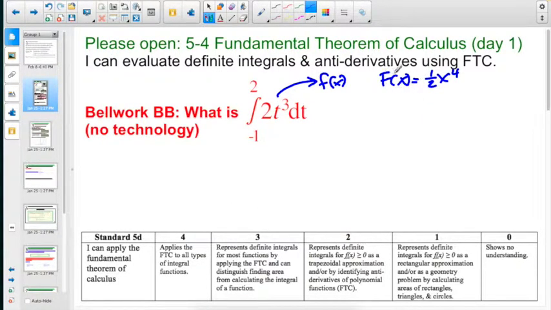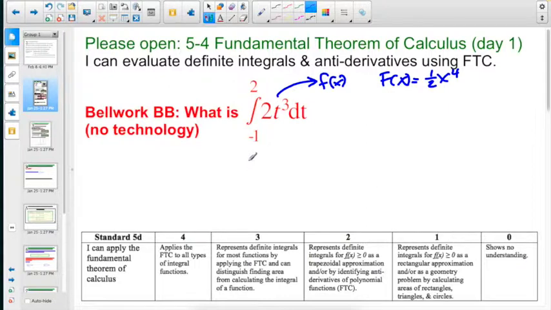So if we look at big F of x, taking its derivative, we end up with bringing down the 4. 4 times 1/2 gives us a 2. Reducing the power then by 1 is a power of 3.